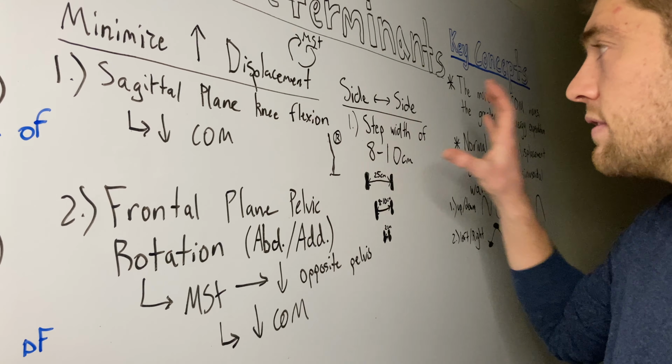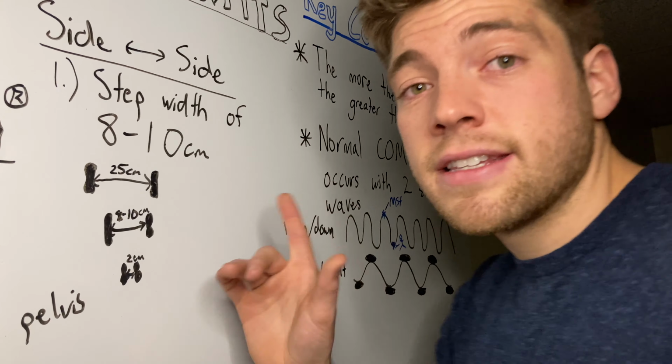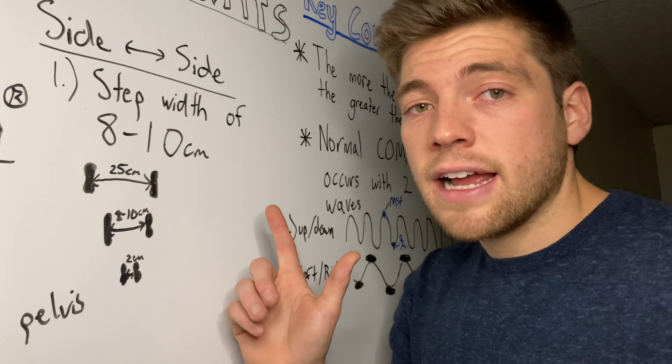And now we have a side-to-side displacement. So this side-to-side displacement is also straightforward. Pretty much what it is, step width is 8 to 10 centimeters for normal, like average people. And we choose this step width for a couple of reasons. One is by not having our feet just be stacked on top of each other, because that would help decrease the center of mass displacement, but then we won't have any stability. If we get nudged over, it'll be really easy for us to topple over.